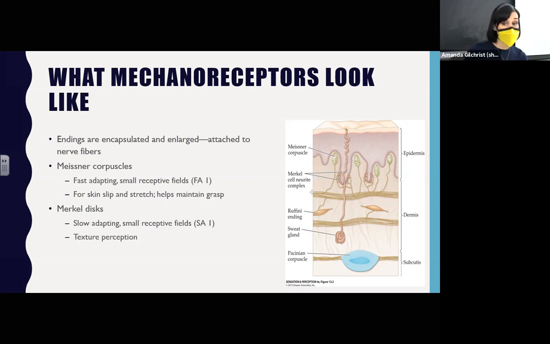These are slow adapting. As you can see, they have very small receptive fields. So these are designed to notice texture. They're not going to be so fast adapting that they notice changes in texture, but they're designed to actually notice texture and engage in texture perception. So we have our FA1 and we have our SA1. And then we're going to talk about our large receptive fields, our Ruffini endings, and I love saying this, our Pacinian corpuscles.